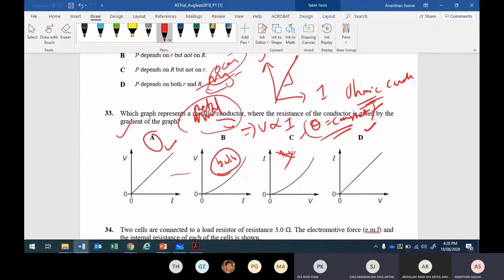So there is a condition. V is only proportional to I if the temperature is constant. If temperature is constant, then it's an ohmic conductor. But practically, we can't show that because temperature will rise. But they are ohmic conductors. If you do the experiment and never let the temperature rise, the VI graph is going to be a straight line.